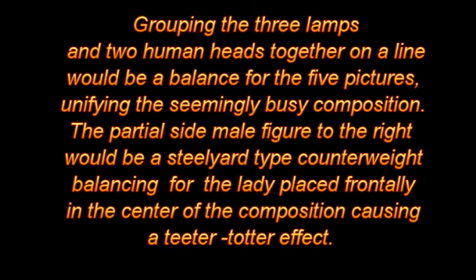Grouping the three lamps and two human heads together on a line would be a balance for the five pictures, unifying the seemingly busy composition. The partial side male figure to the right would be a Steelyard-type counterweight balancing for the lady placed frontally in the center of the composition, causing a teeter-totter effect.